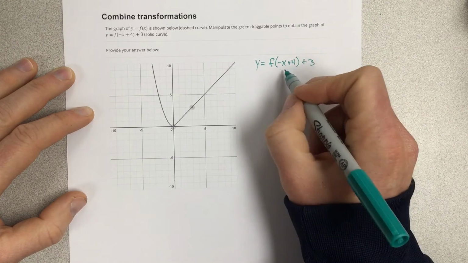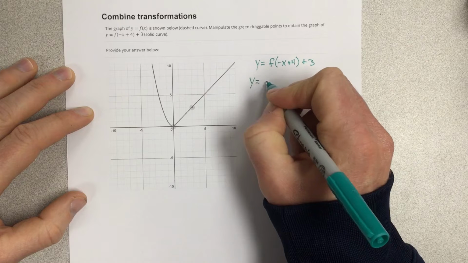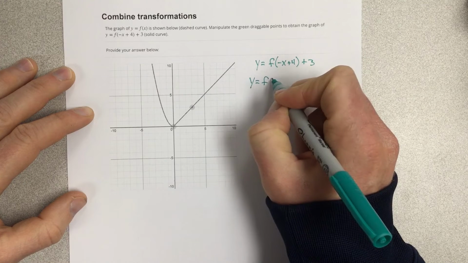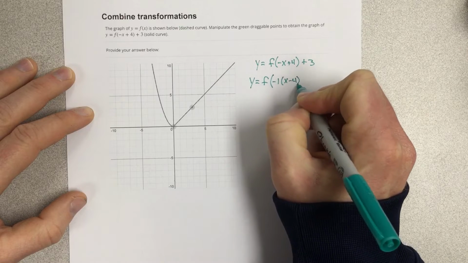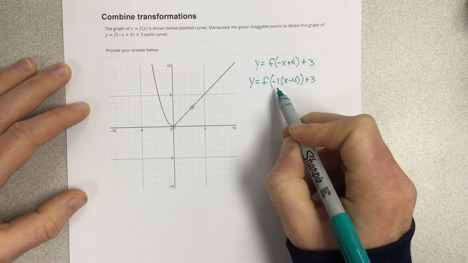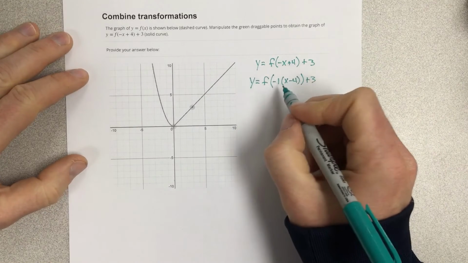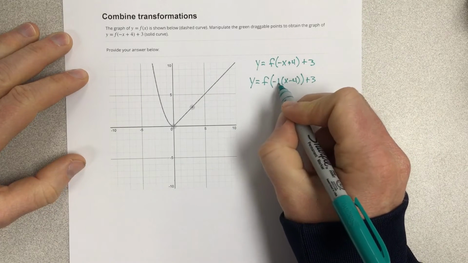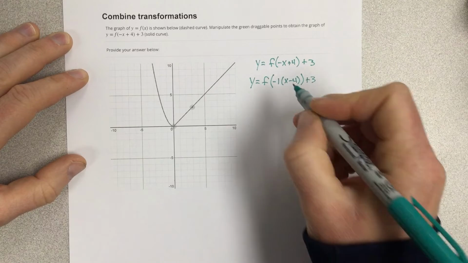Well, the first thing we need to do is factor this negative 1. So we're going to get y equals f of negative 1 times x minus 4 plus 3. And the reason we want to factor that negative 1 is so that we can look at what we've got going on for transformations here. So the first thing I see is this negative 1 that's being multiplied times the x. It's inside the function, and it's being multiplied times the x.